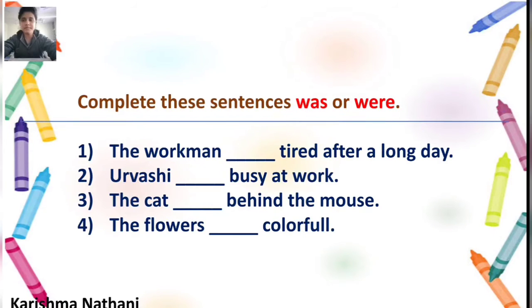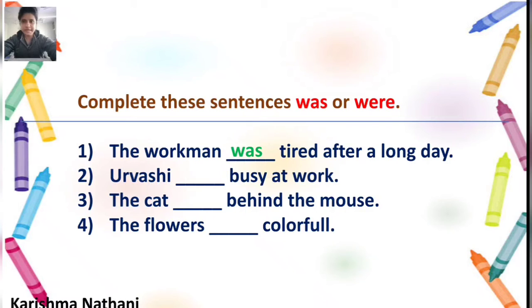Next is, complete these sentences with was or were. The workman dash tired after a long day. The workman, only one workman, singular noun, so was. The workman was tired after a long day. In past tense, as we know, we use singular was with a singular noun and were with a plural noun. So workman is a singular noun, so it comes with was.